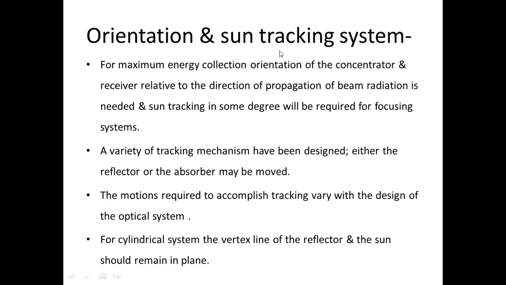After that, a variety of tracking mechanisms have been designed. Either the reflector or the absorber may be moved. So there are multiple tracking mechanisms for the sun. If continuous tracking is not possible, we can move the absorber or collector at a particular angle. The motions required to accomplish tracking vary with the design of the optical system.